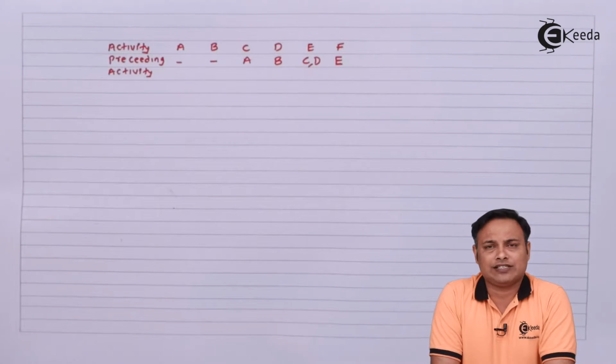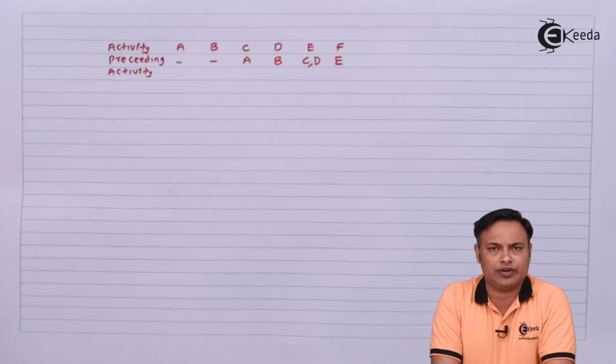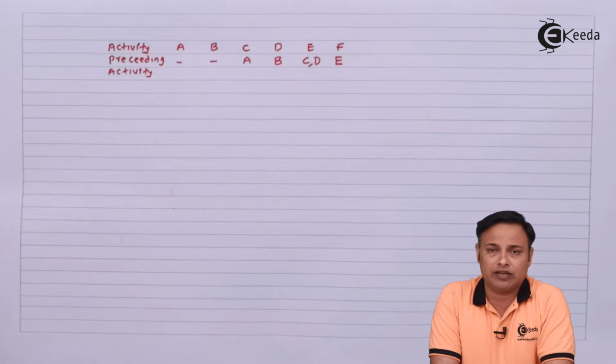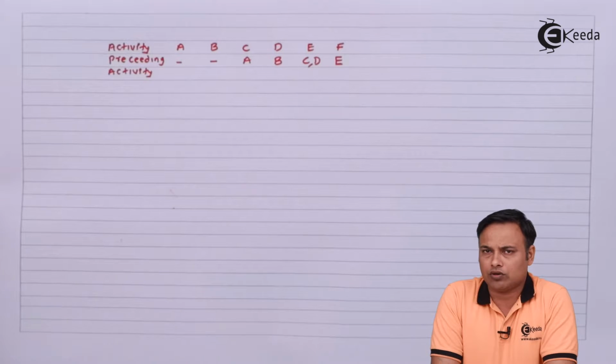Now here is my second example based on the network diagram. Here we have activities A to F, 6 activities, and we are given the preceding activities. Sometimes they might give us the following activities or they might give us the preceding activities. Let's first try to understand the question.